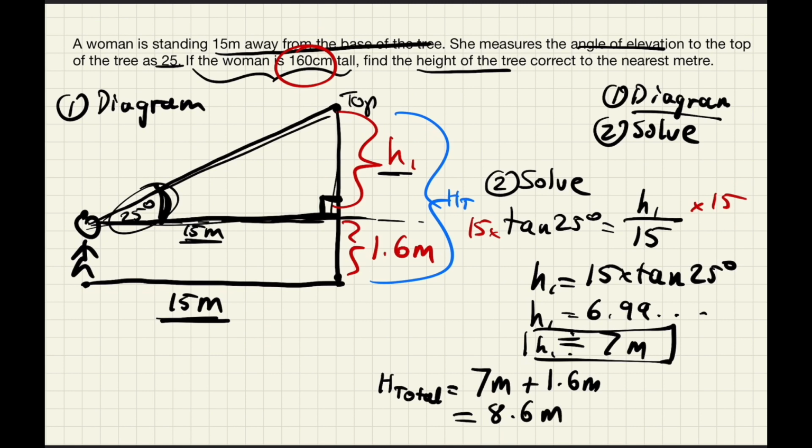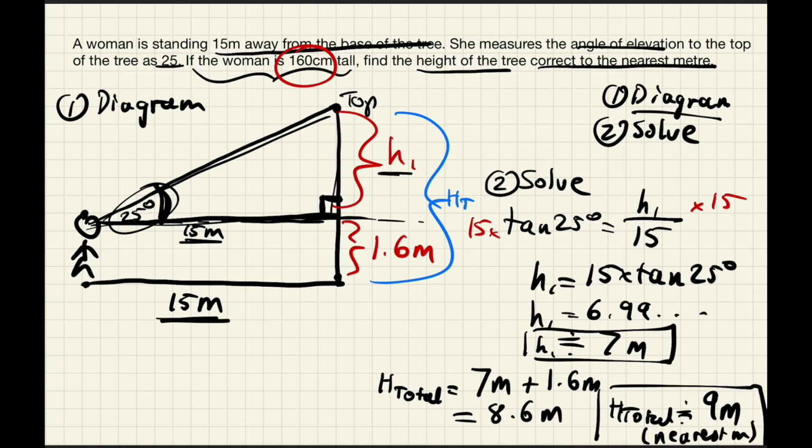Now, bear in mind the question's asking us to find this correct to the nearest meter, so then we can just say h total is going to be approximately equal to 9 meters, and we'll need to indicate that's to the nearest meter. Okay, let's box that.